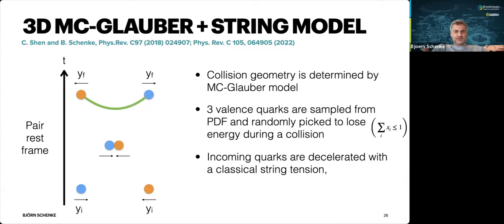So to walk through this model briefly, the collision geometry, as I said, is determined by the MC Glauber model. That's the geometry in the transverse plane. Then I sample 3 valence quarks from a PDF and make sure that the sum of the x values is less than 1, and that the average PDF is still reproduced. So you have to sample in a smart way. And then we randomly pick one of them to lose energy in a nucleon-nucleon collision. And that's done by essentially putting the string in between and slowing them down. And then this energy that they lose is distributed along the string.